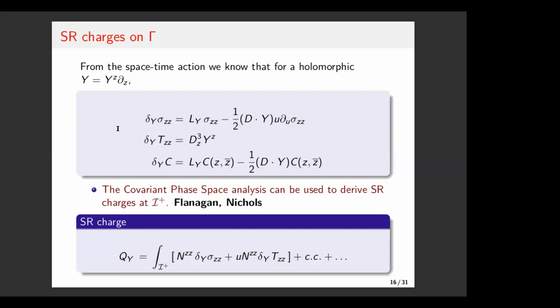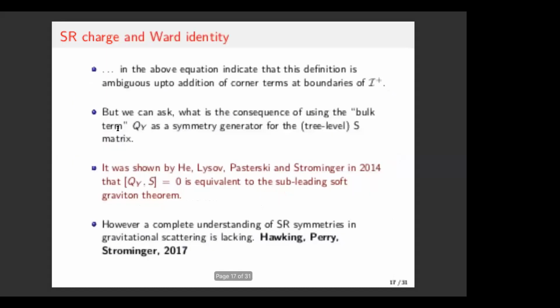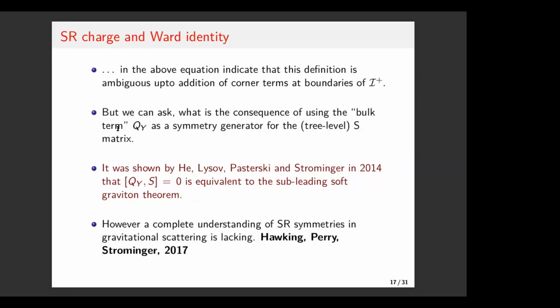It has a compact looking expression, which is in terms of the finite energy news and the shear sigma and the Garros tensor T. And I've indicated some dots here to basically say that this definition is actually not unique, unlike the super translation charge. So this is ambiguous up to addition of corner terms, which you can add at the boundary of Scri plus minus.